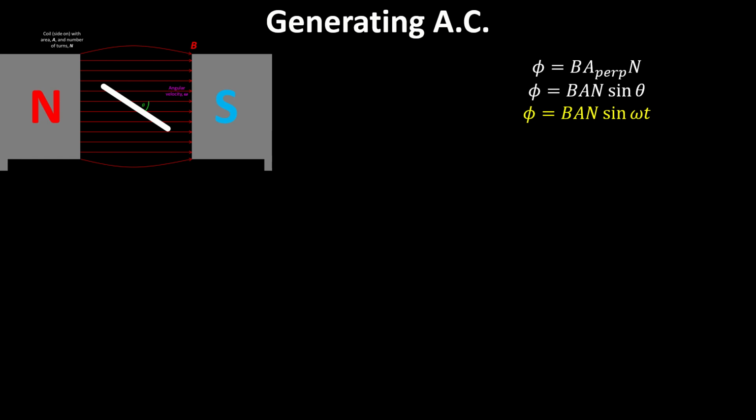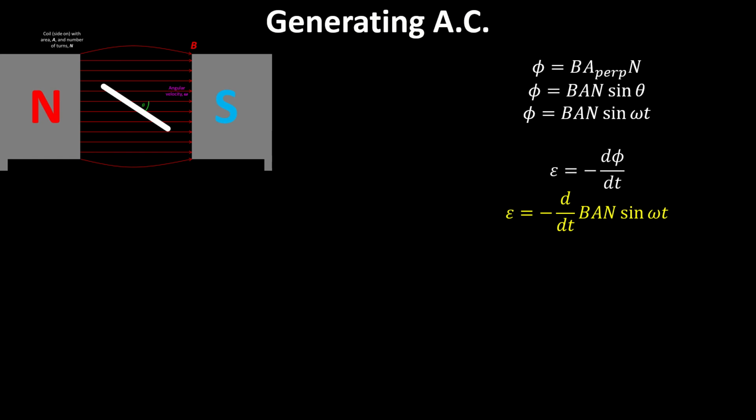Now, if we want to look at the voltage that this induces, we've got to look at Faraday's law. I've written Faraday's law in calculus terminology here, but in physics exams, particularly in NCEA, you'd be used to seeing it as delta phi over delta t, but it means the same thing. It's a change in flux over a change in time. So using Faraday's law, we can plug in that expression for flux, BAN sine omega t. So we're doing the time derivative of BAN sine omega t.